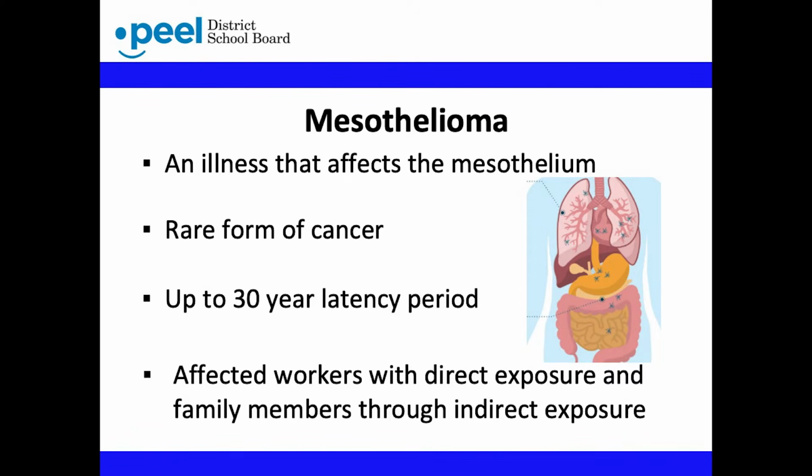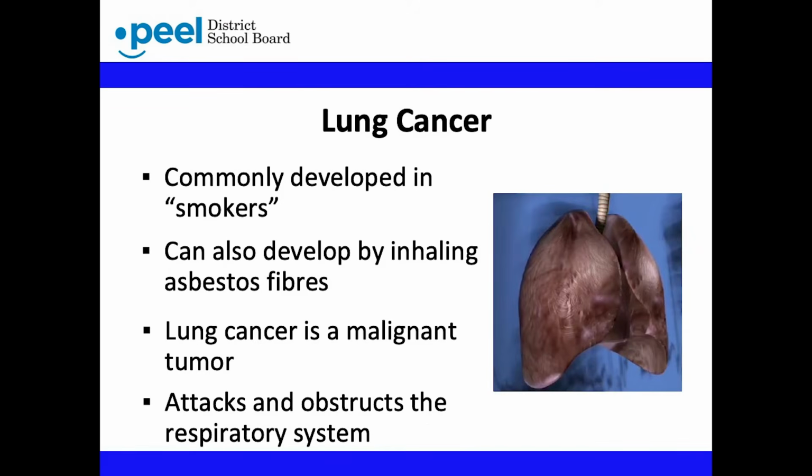Most cases of mesothelioma are diagnosed 30 years or more after the first exposure to asbestos. Mesothelioma has been diagnosed in asbestos workers with direct exposure to asbestos, as well as in family members through indirect exposure to asbestos. Although the majority of people who develop lung cancer are smokers or those who have been exposed to secondhand smoke, lung cancer can also develop by inhaling asbestos fibers. Lung cancer is a malignant tumor that attacks and obstructs the air passages of the respiratory system.